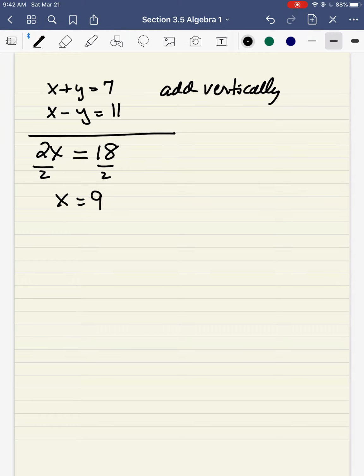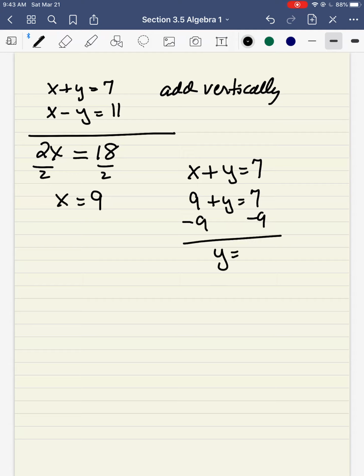Divide by 2, I get x equals 9. So this has a solution. I'm going to put this into the first equation. The first equation says x plus y equals 7, but now x is 9, so 9 plus y equals 7. Subtract 9, and I get y is minus 2. So the solution to the system, x is 9, y is minus 2.